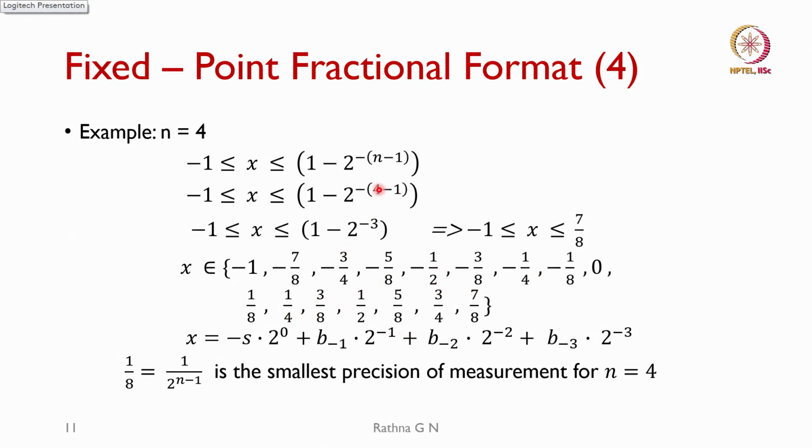As we know, 2 power minus 4 minus 1 is going to be 1 minus this, which is going to be 7 in that case, the magnitude of it. So, we will see what is the smallest precision measurement I can have with n equal to 4, which is nothing but 1 by 8, coming from 1 by 2 power n minus 1, which we said in the previous slide.